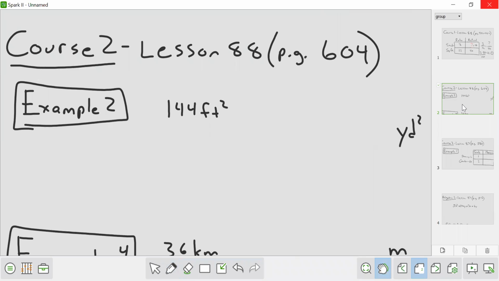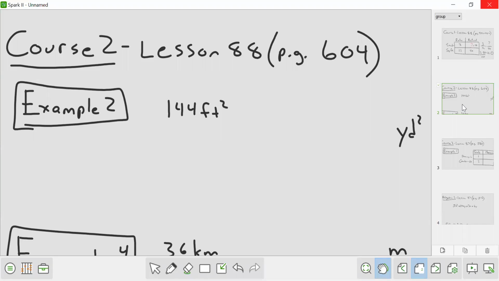All right. So we're going to be doing lesson 88. This is on page 604. This is kind of tricky, so that's why I'm going to record this. But in example number 2, on page 605, they've got somebody wanting to put carpet on a 16-foot by 9-foot room. Well, if you multiply those, you get 144 feet squared.